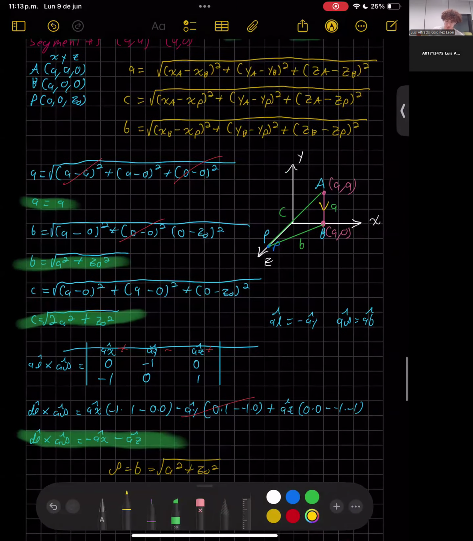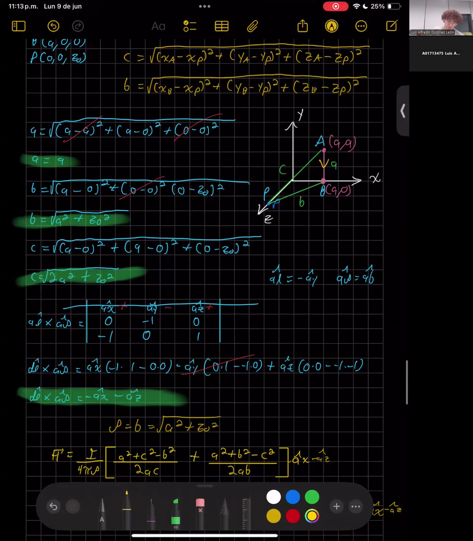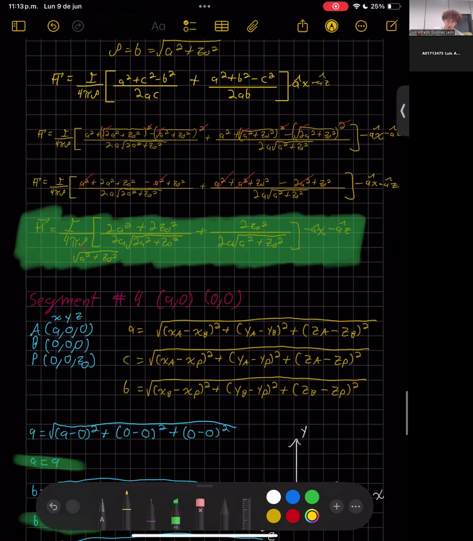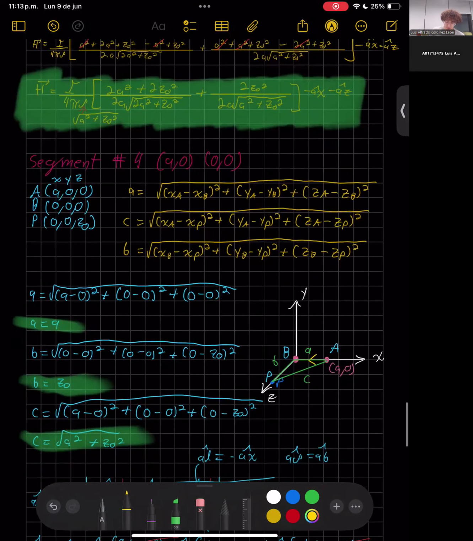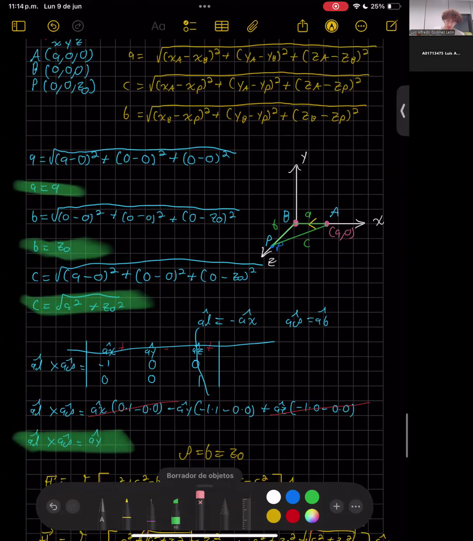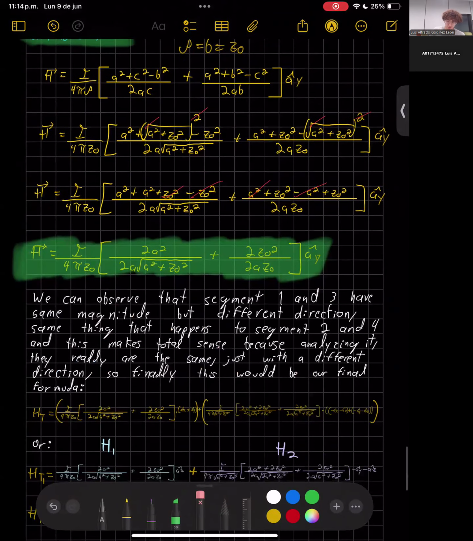For the third segment, we do exactly the same. A, B, C, the triangles, their values, then replacing on the formula already integrated and arriving to the final result. And then we got the fourth and last segment. Again, the exact same process, and we get until here.